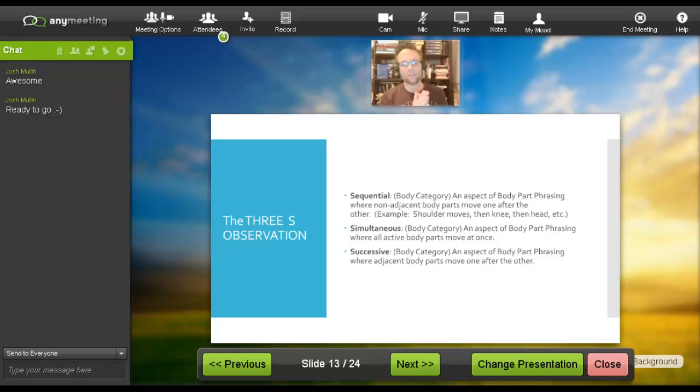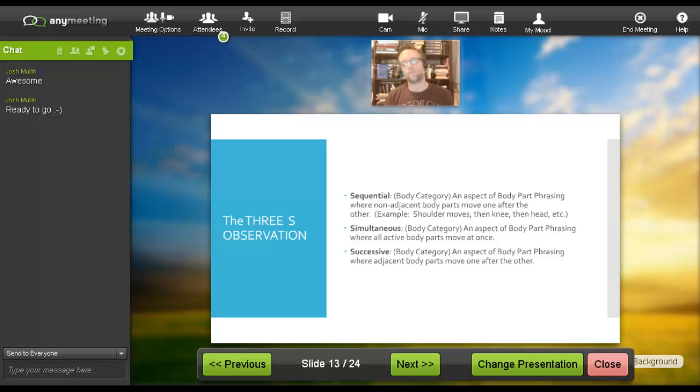Look at simultaneous, an aspect of the body phrasing, which is a group where all body parts move at once. And I move my hand and elbow as one. And I move my shoulder and hand as one. I'm allowed to do it. My body wants to do it. But is it smooth? Is it rhythmical? Is it balanced? Is it coordinated?